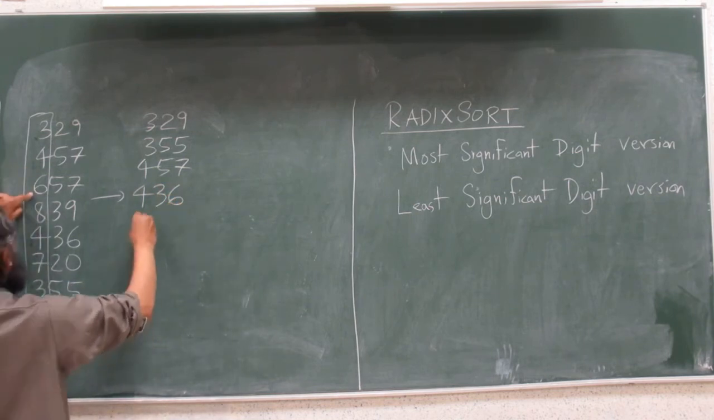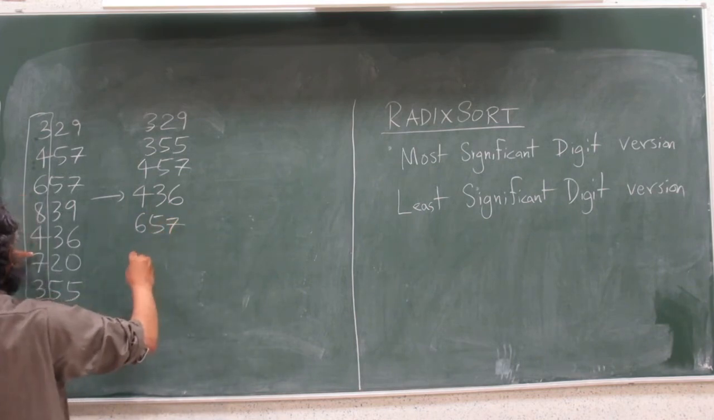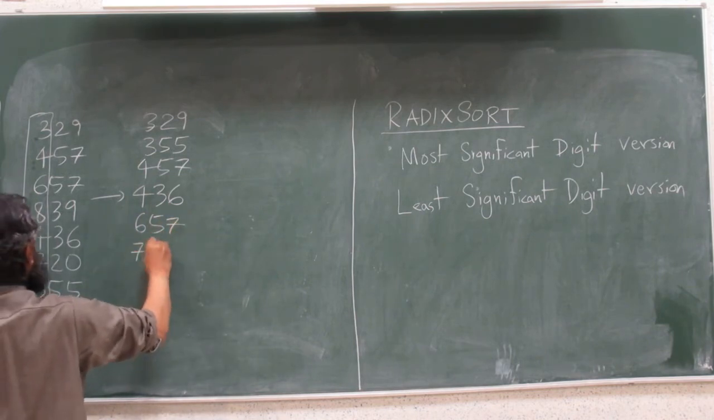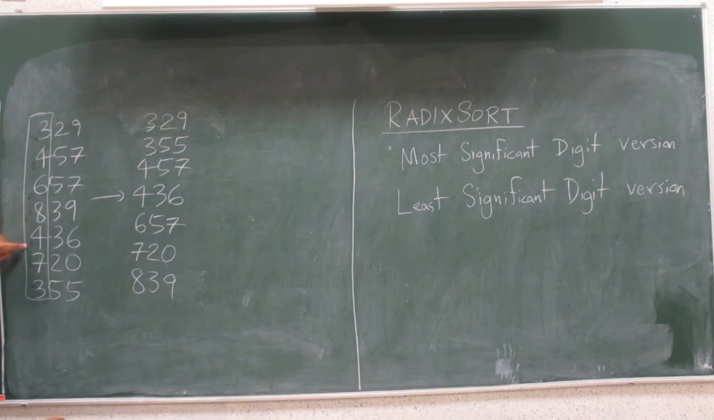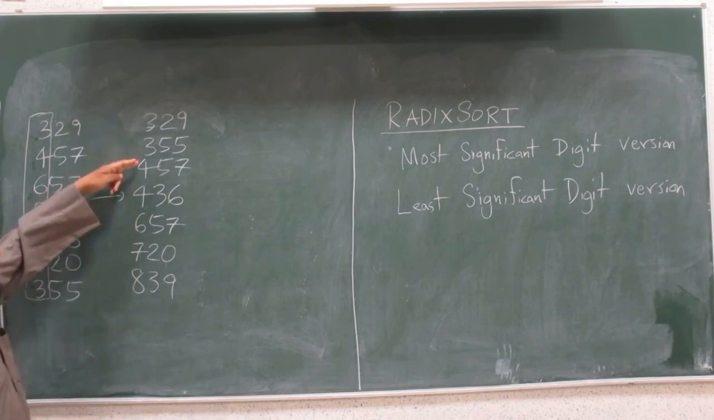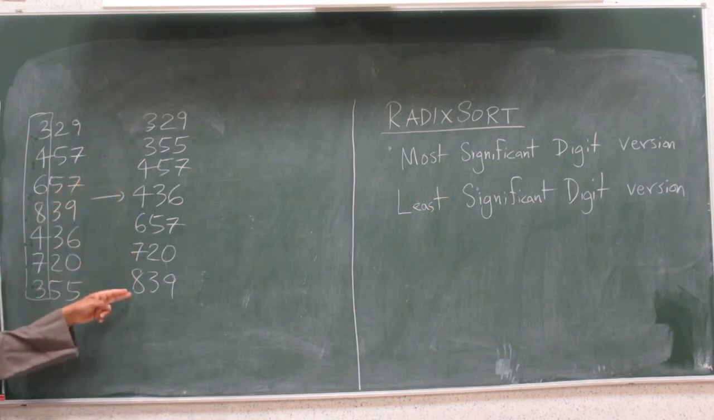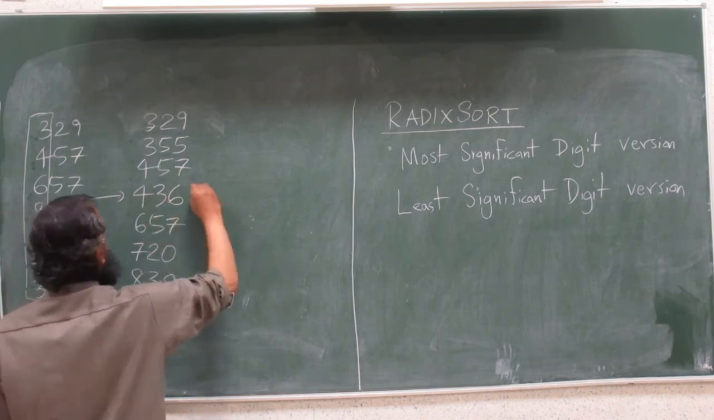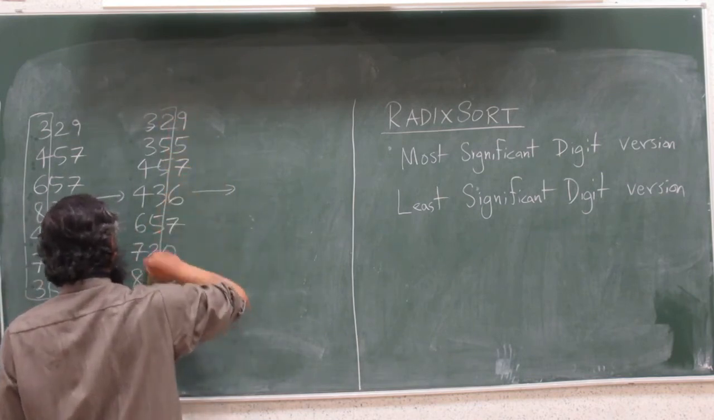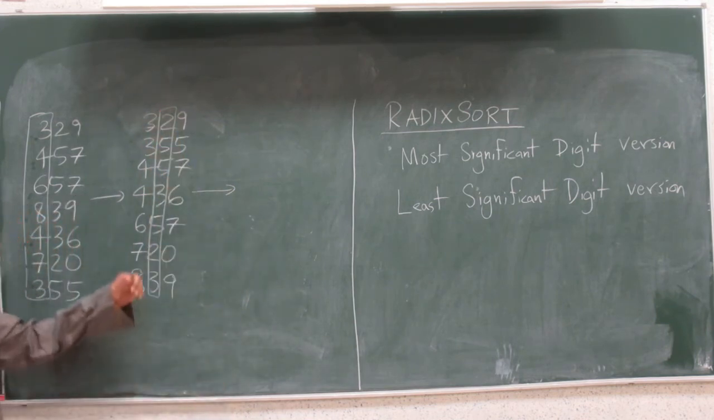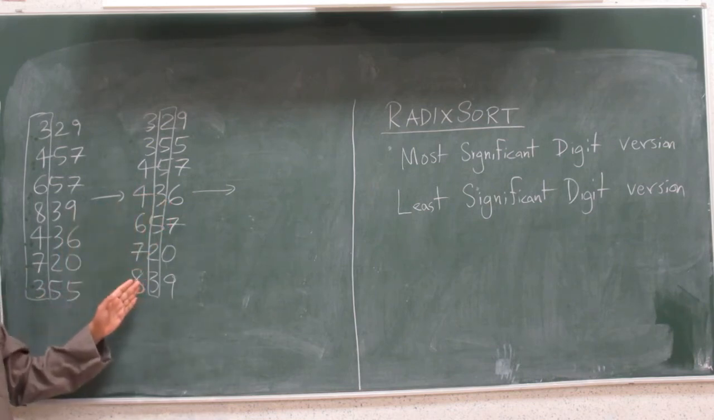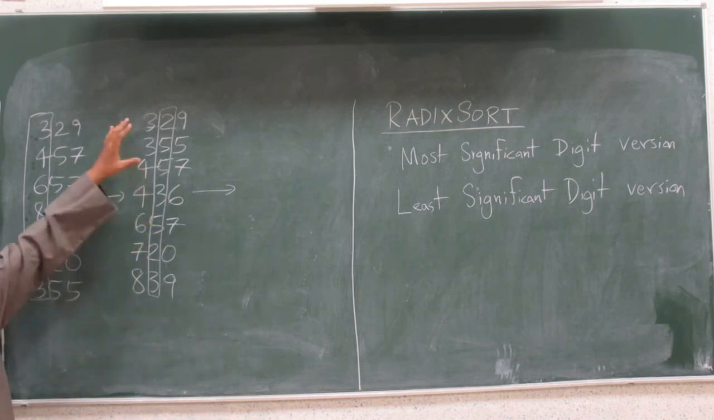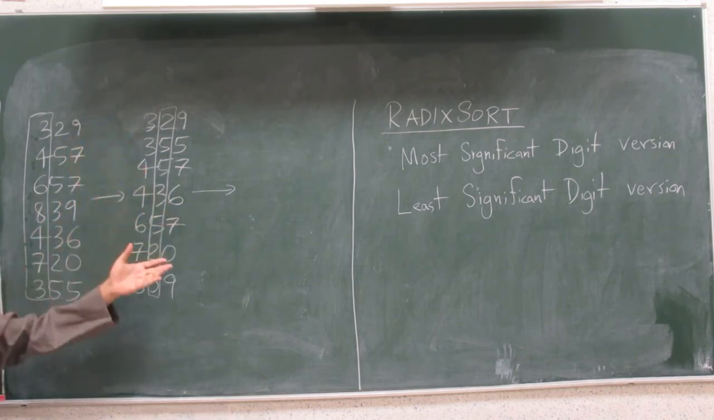The 4s are done. You have 657, you have 720, and you have 839. Let's just make sure: 1, 2, 3, 4, 5, 6, 7. Right. So the first, or most significant, digits are sorted. Then you move on to the second most significant digit. This is not bad. If you were to stop the Radix sort right here, at least it's a rough ordering, like all the 300-somethings are before all the 400-somethings. So it's kind of like bucket sort actually.